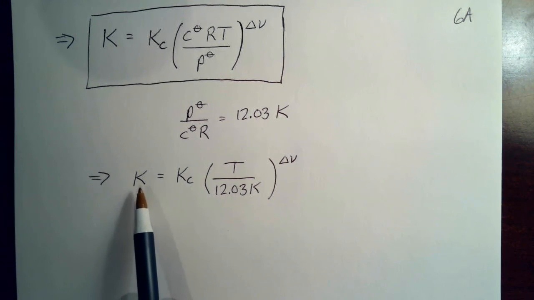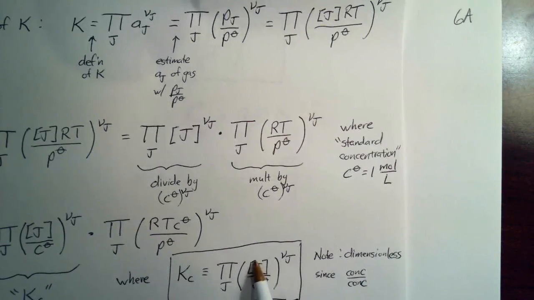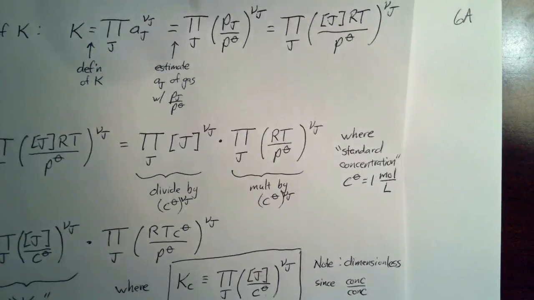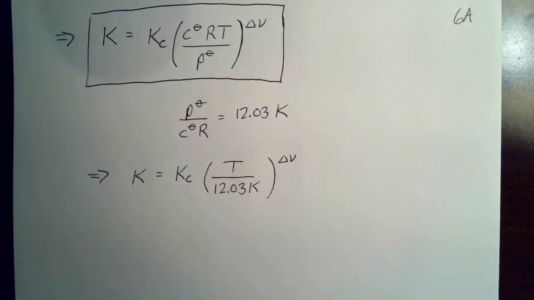If you know K, which again, we can calculate K using delta Rg, and this can be easily calculated, and then Kc, we will have the concentrations to solve for. So this is one last example for section 6A.